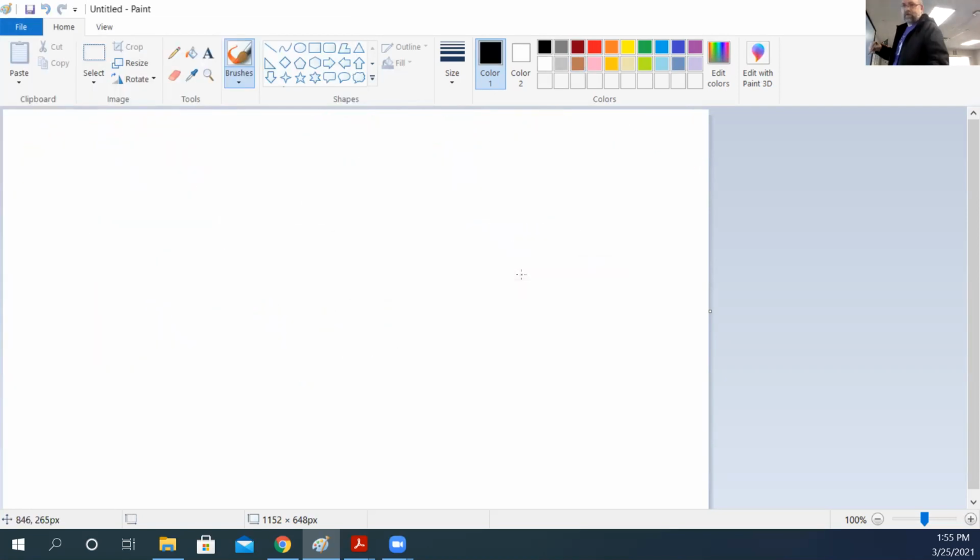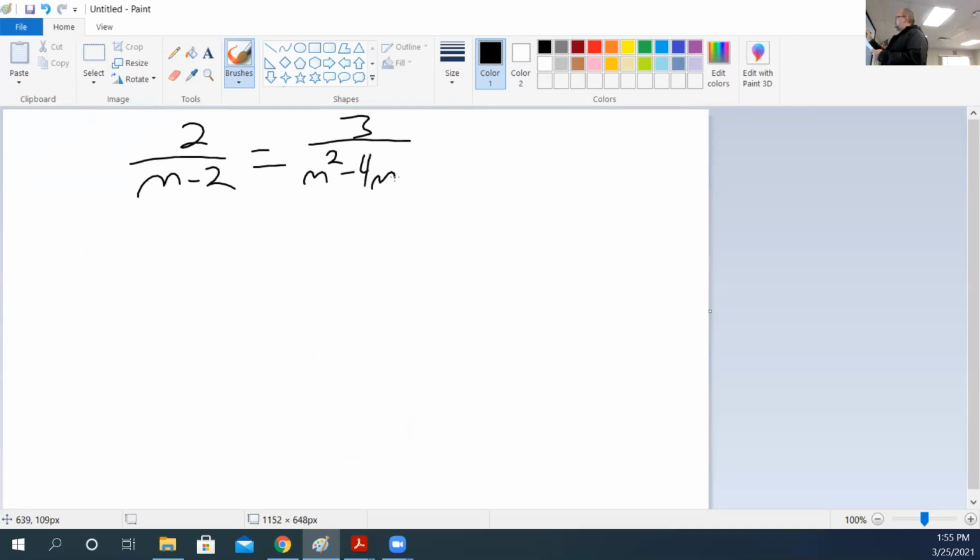Okay. So let's try 2 over m minus 2 equals 3 over m squared minus 4m plus 4, plus 1 over m minus 2. Okay. So I see some squared values, and in particular, this thing has 3 terms in it. So it kind of gives me a big hint that I'm probably going to have to do that factoring trinomial steps. So I'm just going to separate the first term, m and m, separate the last term, 2 and 2.